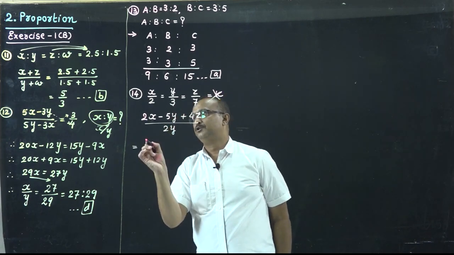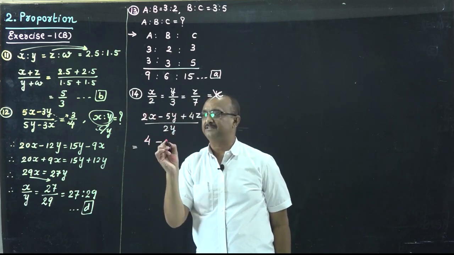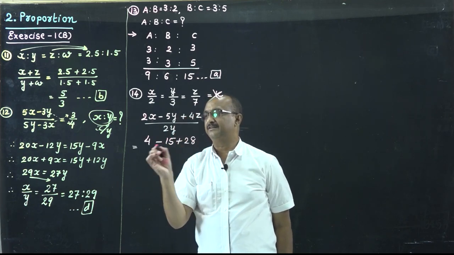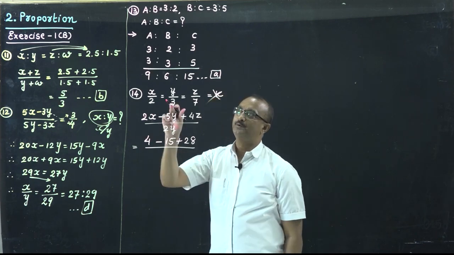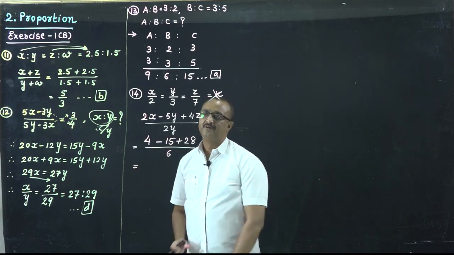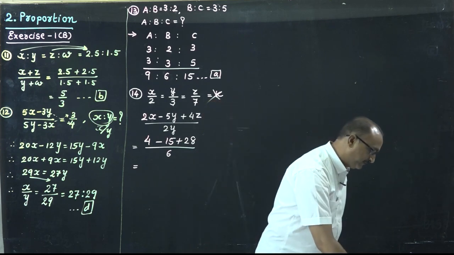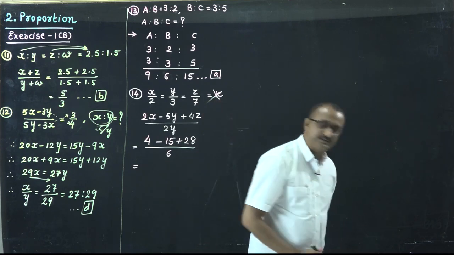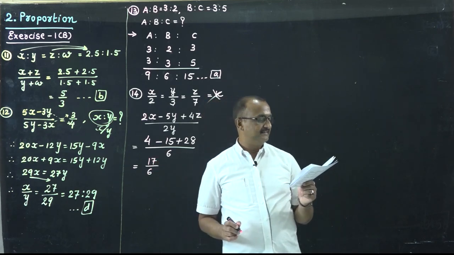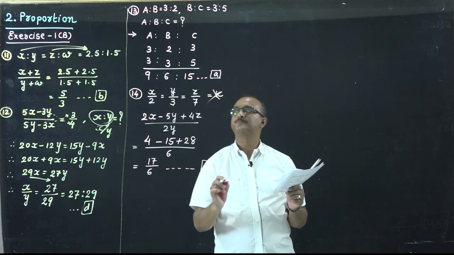We will get 2 2s are 4 minus 5y, y equal to 3, 5 3s are 15 plus 4 7s are 28, divided by 2y, 2 into 3 is equal to 6. So 28 plus 4 is 32, 32 minus 15 equals 17. 17 by 6 is our answer and it is given in option D. Option D, 17 by 6.